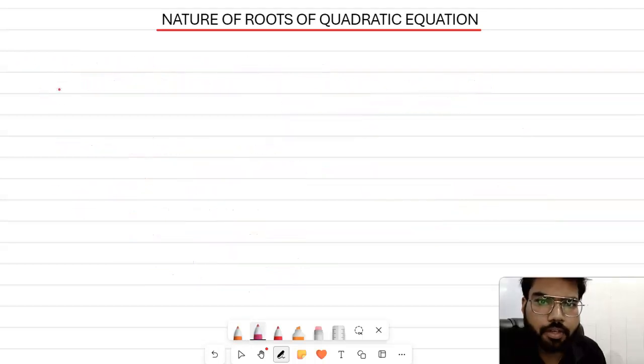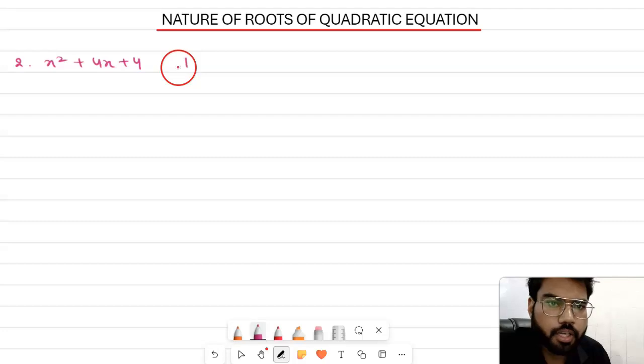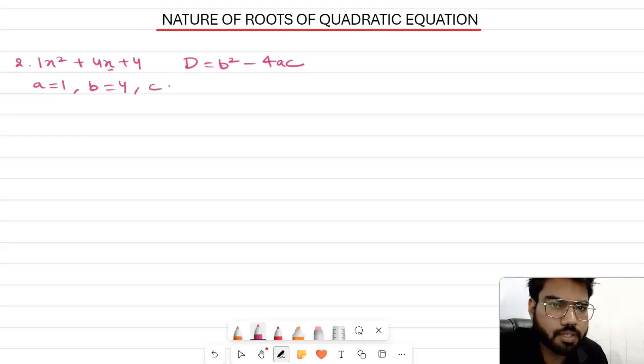Now example number 2, x square plus 4x plus 4. Now first of all, we will find the value of discriminant for this equation. Now d is equal to b square minus 4ac. Now in this case, value of a is 1 because the coefficient of x square is 1. The value of b is 4 because coefficient of x is 4, and the constant term c is equal to 4.